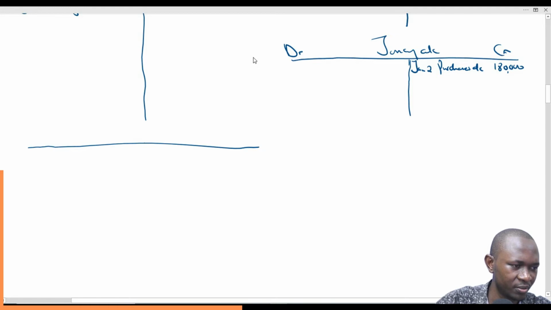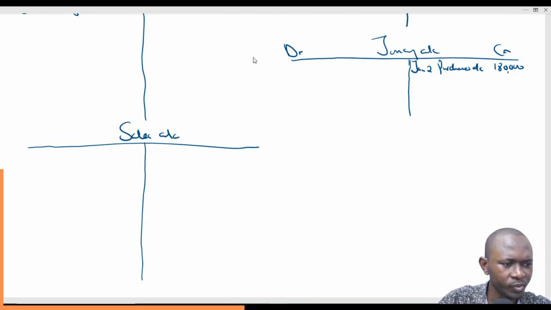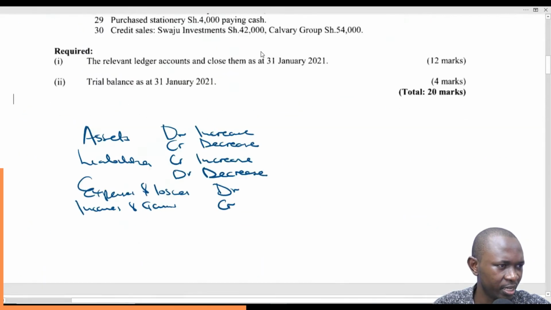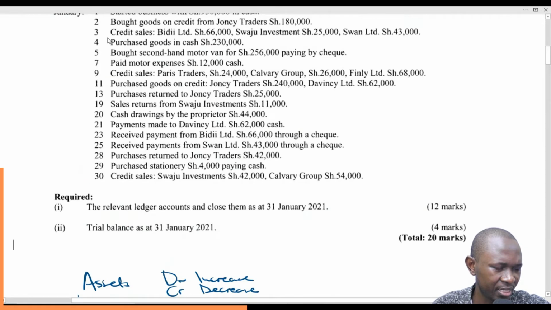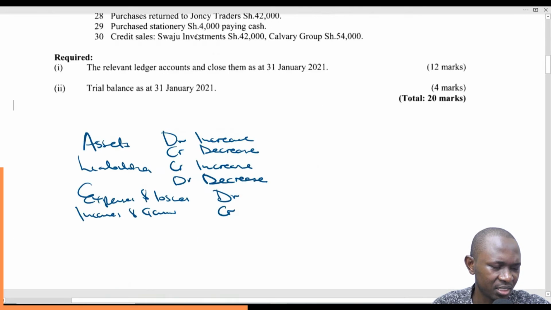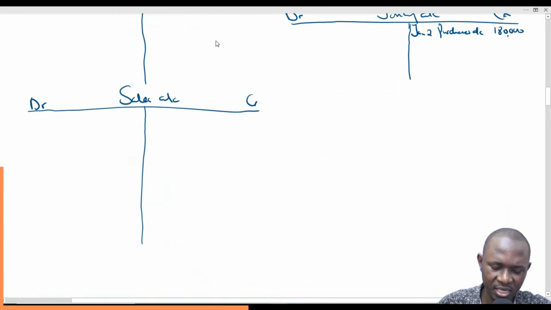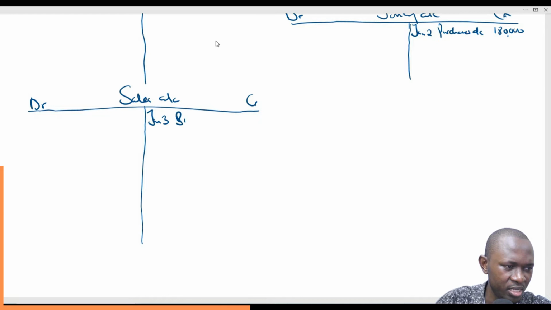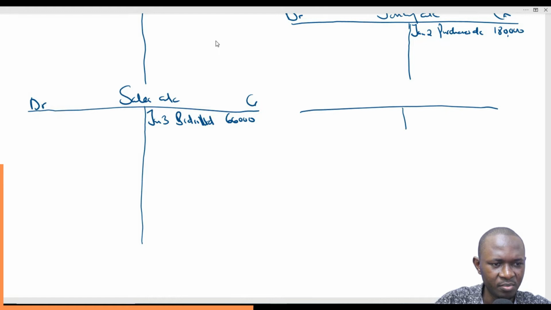So make sure you leave enough space. So this is a sales account. So credit and debit, and then we now come back here to get the particulars. This is January 3rd. Credit sales to BD Limited 66,000. So we come here. Sales is a credit account because goods are leaving the organization. So January 3rd, BD Limited 66,000.